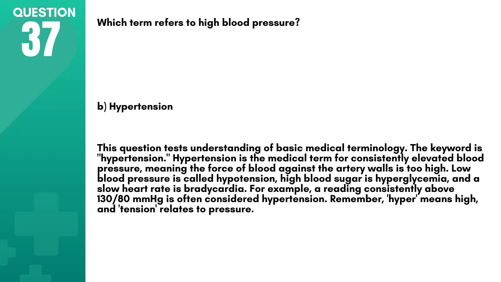Answer, B. High blood pressure. This question tests understanding of basic medical terminology. The keyword is hypertension. Hypertension is the medical term for consistently elevated blood pressure, meaning the force of blood against the artery walls is too high. Low blood pressure is called hypotension, high blood sugar is hyperglycemia, and a slow heart rate is bradycardia. For example, a reading consistently above 130/80 mmHg is often considered hypertension. Remember, hyper means high, and tension relates to pressure.